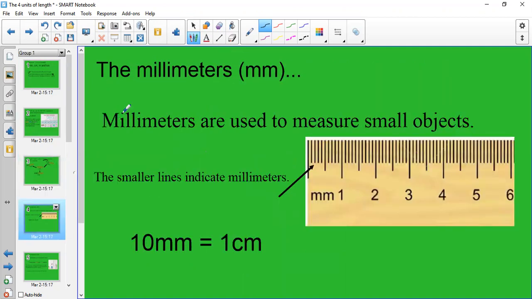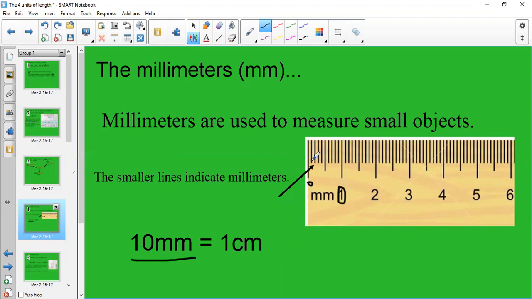The millimeter that we looked at yesterday is used to measure very small objects. The smaller lines on a ruler indicate our millimeters. So here's 0 on our example, and here is 1. Now this is equal to 1 centimeter, but each of these lines here are worth a millimeter. That's 0.1, 0.2, 0.3, 0.4, 0.5. So this is the same as saying 5 millimeters, 6 millimeters, 7 millimeters, 8 millimeters, 9 millimeters, 10. And it's definitely going to be 10 millimeters because we know that 10 millimeters is equal to 1 centimeter.